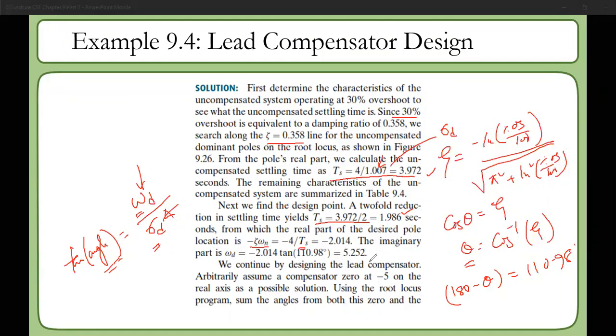So similarly, the location is now available. We already figured out the real axis component, so the real axis component is minus 2.014, and your imaginary axis component is j 5.252. And based on that, you can also calculate the value of the gain K. So whenever you have a new location, you can always find out the value of the gain K.